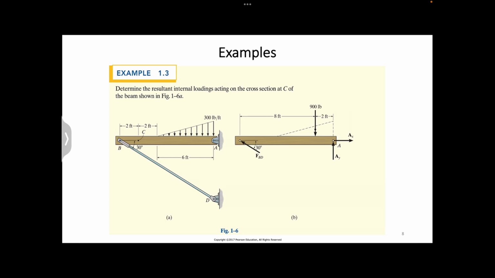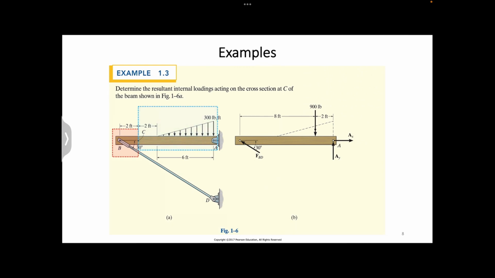Let us continue with the next example, in which we need to find the resultant internal loadings acting on the cross section at location C of the beam. Like the previous two examples, after sectioning through the beam at C, we can either consider the equilibrium of the left or the right segment. If we use the left segment, we will have to determine the force exerted by member BC onto the beam. If we use the right segment, we will have to determine the support reaction at point A.